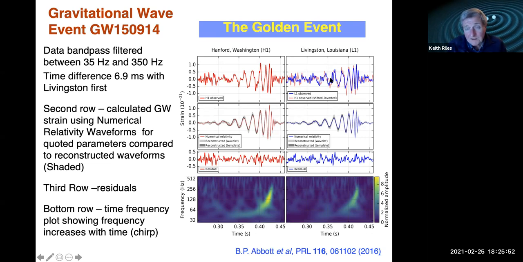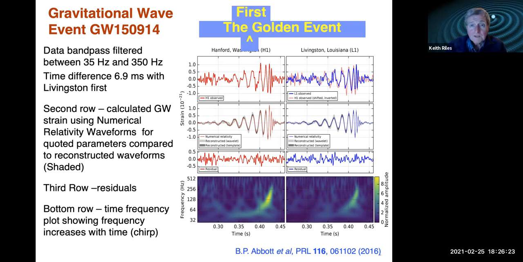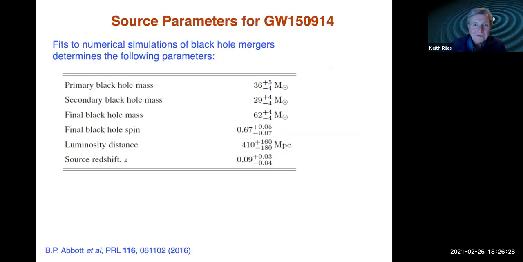So this is the data up in the top in the time series. This is a spectrogram version. What's shown in this row is basically a fit to semi-analytical waveforms that are based on general relativity, along with predictions from exact numerical relativity waveforms for the closest set of parameters for the masses. And you can see there's very, very good agreement between what we see in the data and what you would predict from general relativity. So this was called the golden event. We now call it the first golden event because I'm going to show you another one.